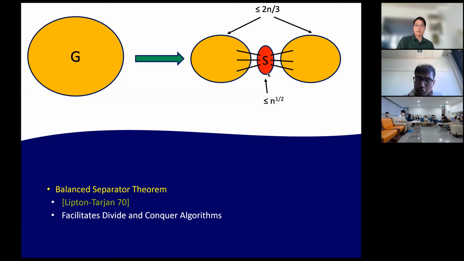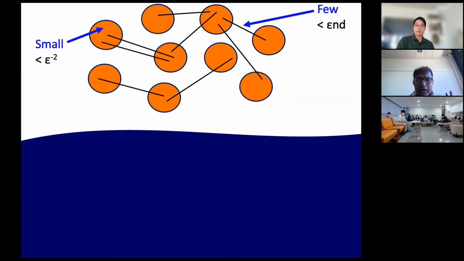What you can also show is that if you were to hit your graph with the balanced separator theorem over and over again, you would be able to decompose the vertex set of your graph into very small pieces of size at most 1/ε². And the number of edges that run between these pieces will be very small: at most an ε fraction of edges run between these pieces. This is a remarkable result.